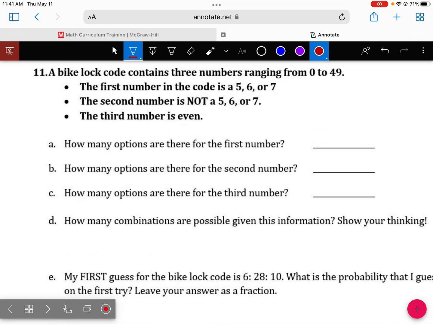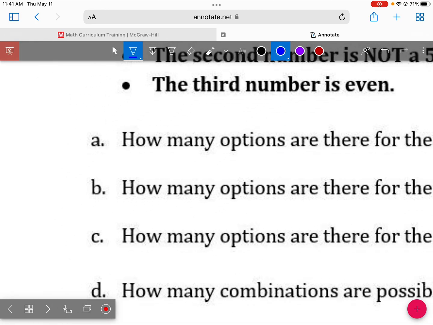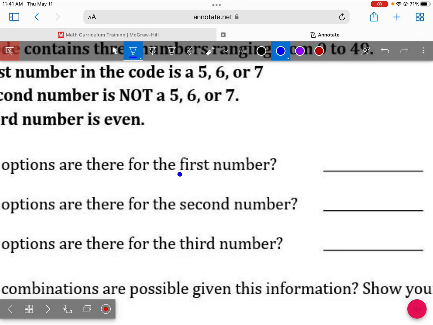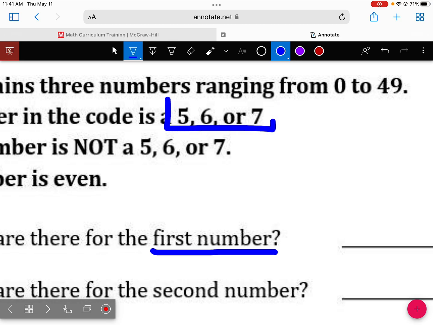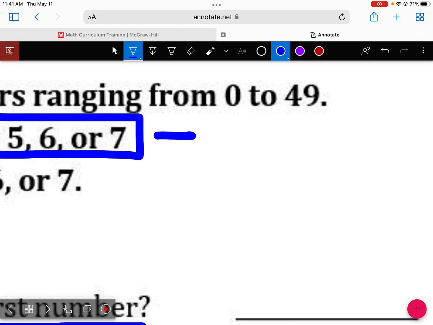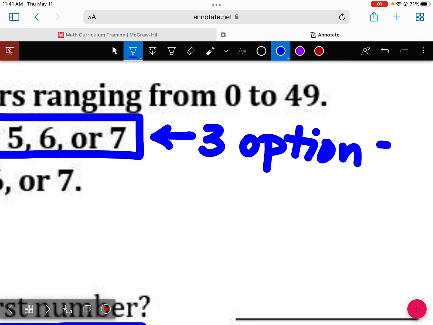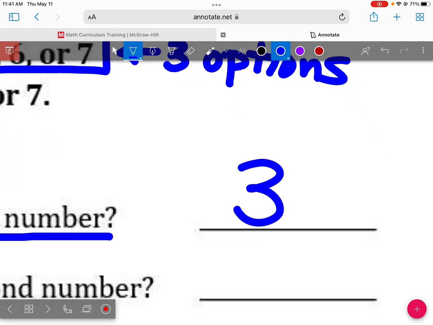First 3 questions, please do not get intimidated by these. These are very straightforward and just as easy as they initially appear. How many options do we have for the first number? What does it tell me about the first number in this bike lock code? It's a 5, a 6, or a 7. So how many numbers do I have to choose from? 3 options. It's just 3. So right here, I'm just going to put a 3.